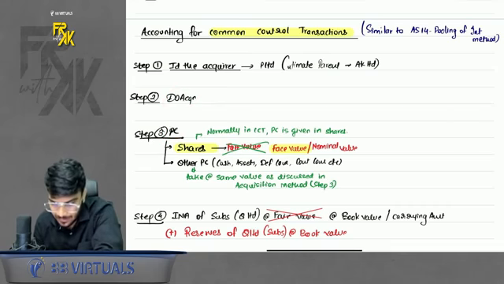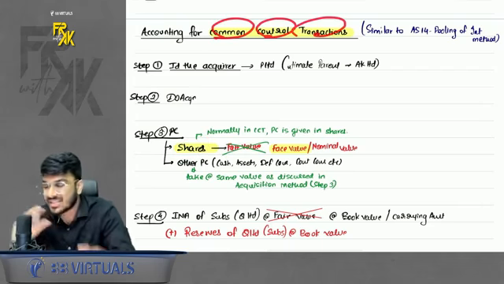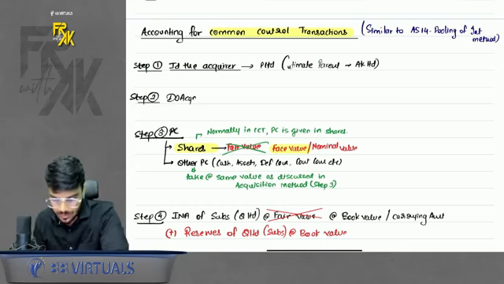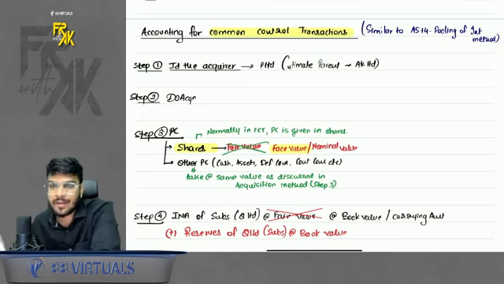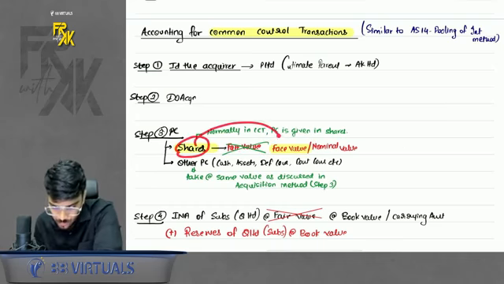Now please remember, in case of common control, if you give shares, you will not give shares at fair value, because you can imagine in common control there is no transfer of control. So here we will always give anything at face value only. So if you give shares, you will issue at face value.